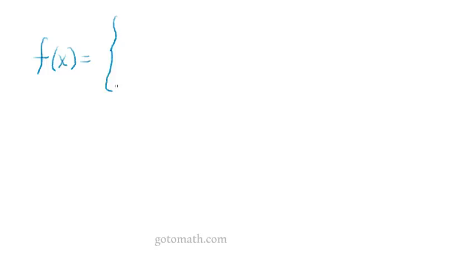F of x. We got the big curly brace, bracket, whatever you want to call it. 37, it is the curly one. X is less than or equal to 7. And then we have ax plus 9. Do we even know what we're doing here? What was the question? I should have probably written it out.